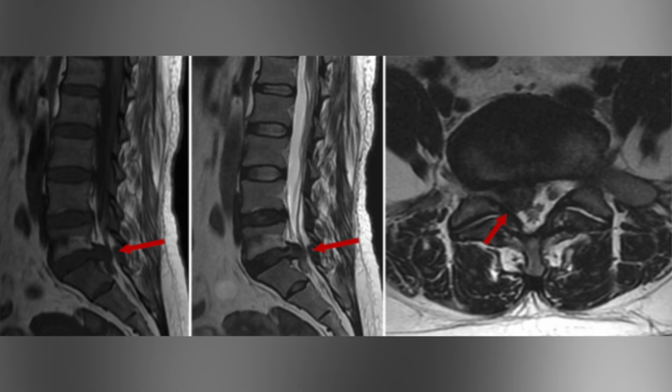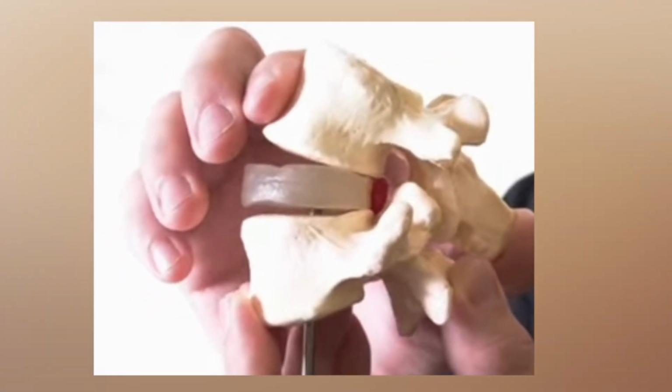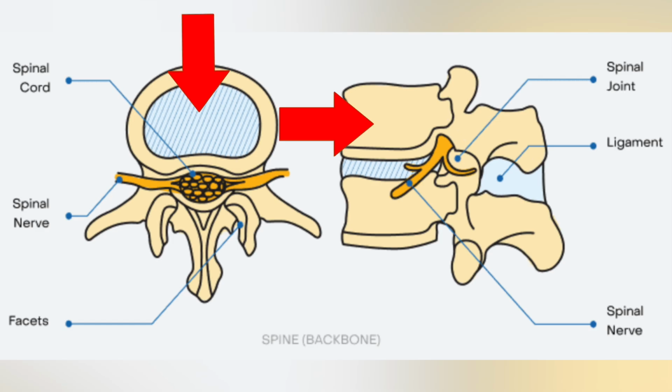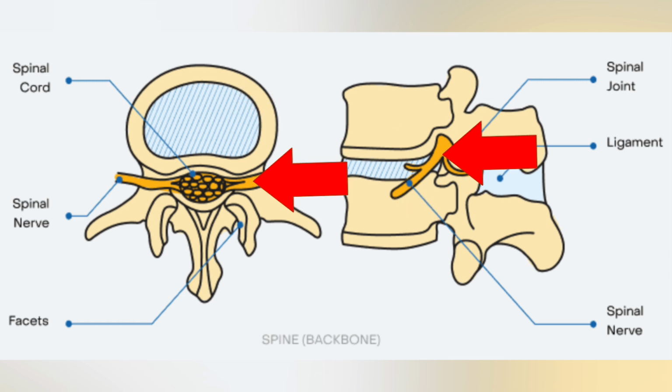Today we will dive into a topic that affects a lot of people, herniated disc. But first, let's talk about something called spinal misalignment and how it can lead to a condition called subluxation. So to start, let's break down the structure of the spine. We have front and back segments that go up and down, and of course the disc and nerves.